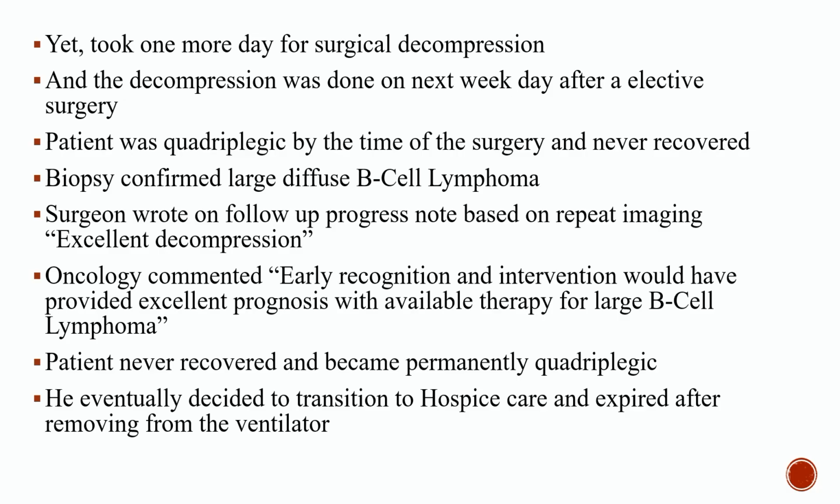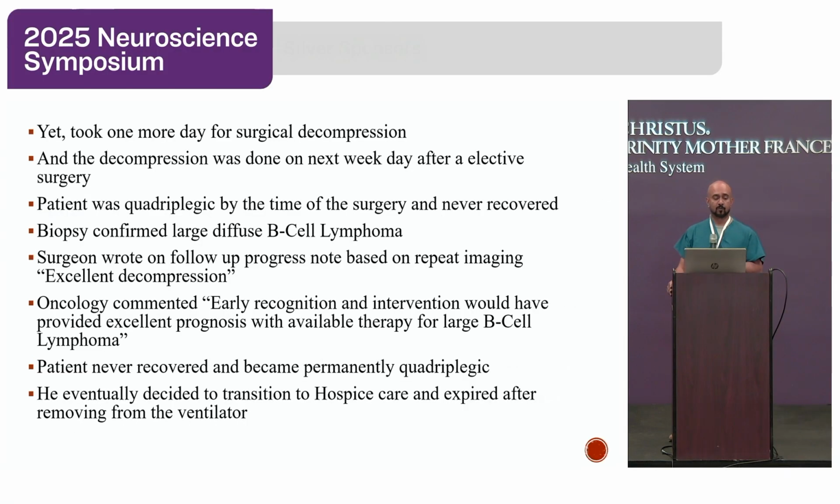So the patient was quadriplegic by the time of the surgery and never recovered, okay? Biopsy confirmed this was a large diffuse B-cell lymphoma. The surgeon wrote in a follow-up progress note that based on the repeat imaging, there was excellent decompression. And oncology commented that early recognition and intervention would have provided excellent prognosis with available therapy for large B-cell lymphoma. But the patient never recovered and became permanently quadriplegic.